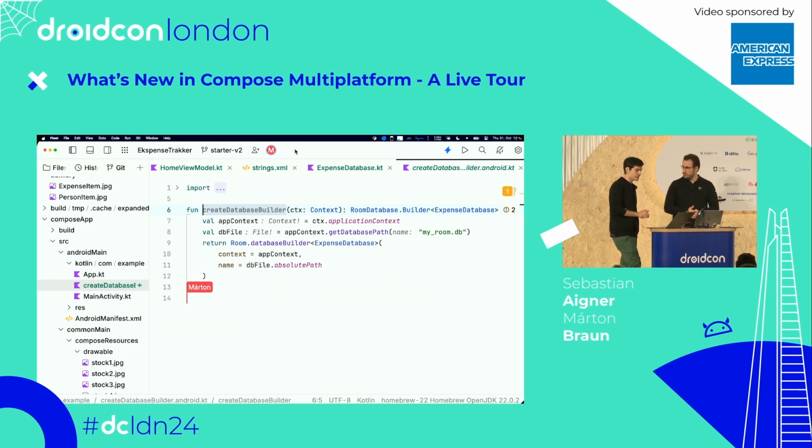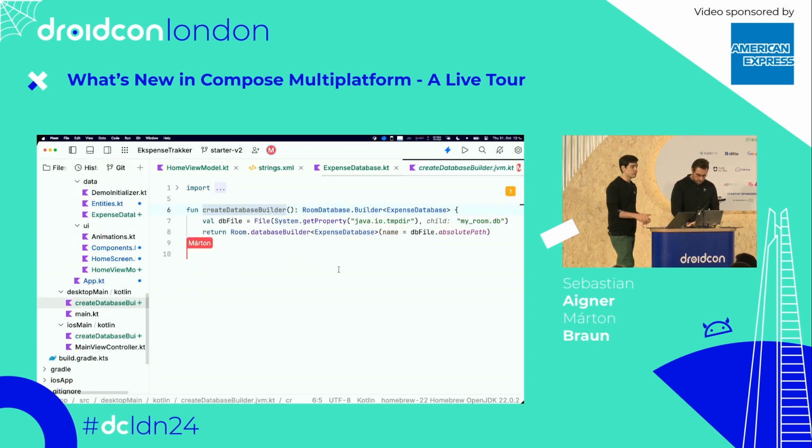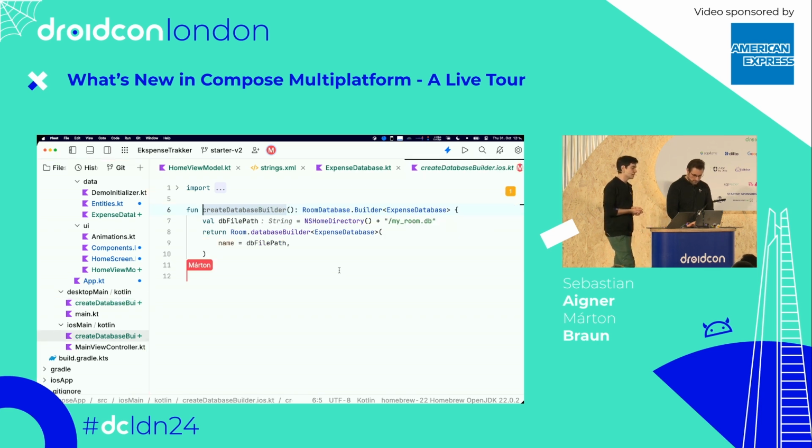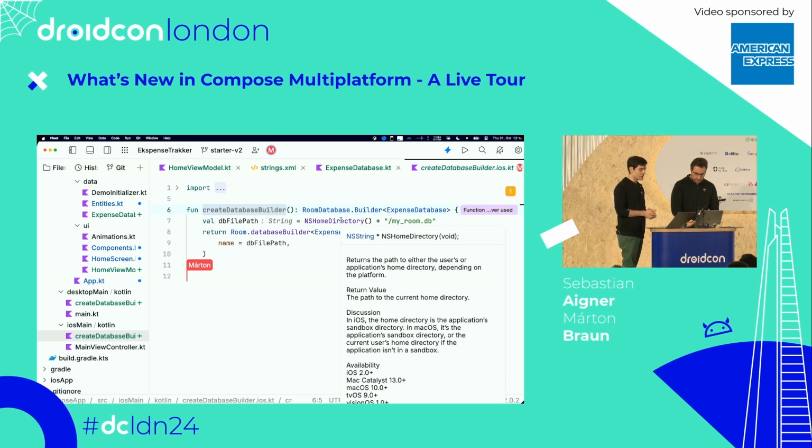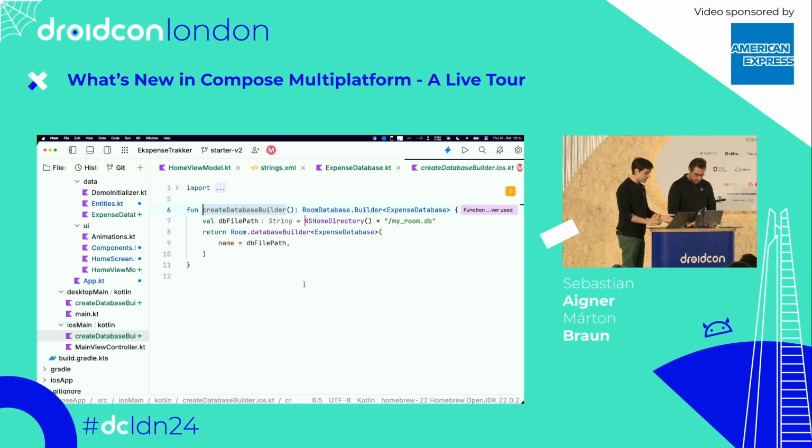So on the Android side, for example, we have this function, which creates the database builder for us. Here, we're using Android-specific APIs because we're in the Android main source set. We can use the context, we can fetch the appropriate directory, and specify the path based on that. Then on the desktop side, we have all of the JVM APIs available to us. So we're using just the File class and system properties to get a path there. And then on iOS, again, in iOS main, we have access to the platform-specific APIs, just directly calling into these native APIs. So we can use something like NSHomeDirectory and create the required path that way.